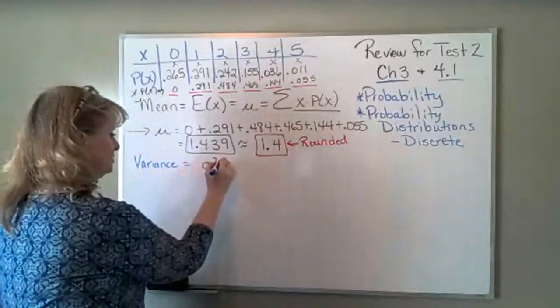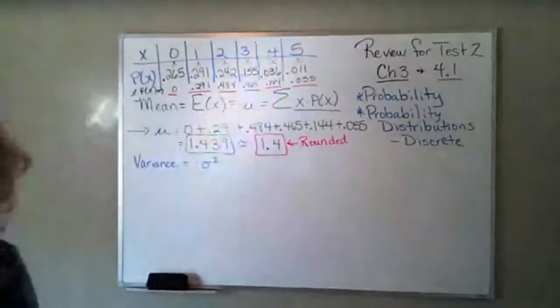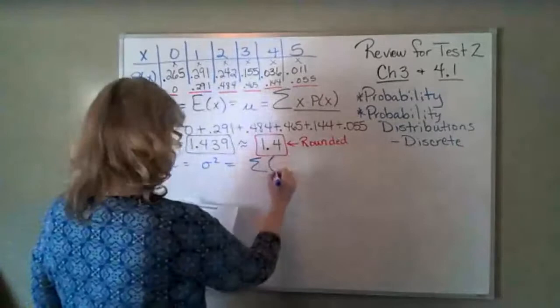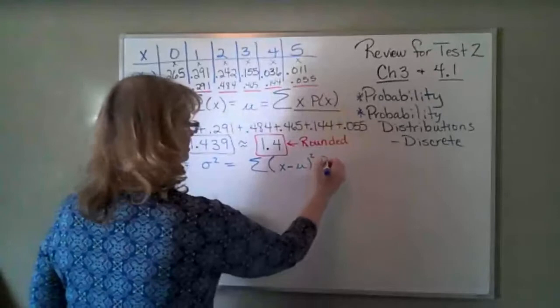Which is sigma squared. And again, using your formula sheet. Where did I put my formula sheet? Here it is. And you'll see that for this, the formula they give you is the sum of the x's minus the mean, squared, times the probability.